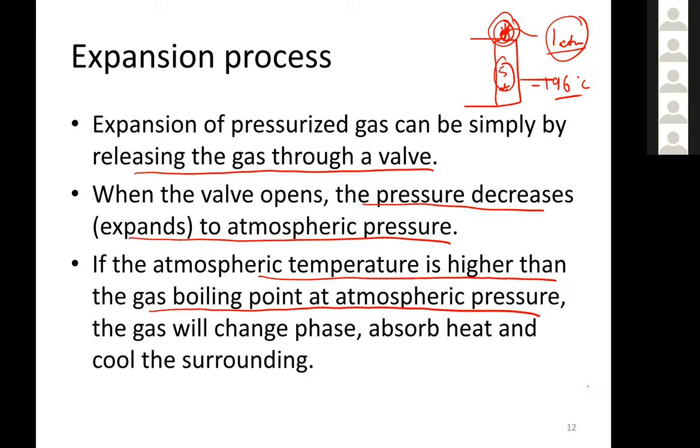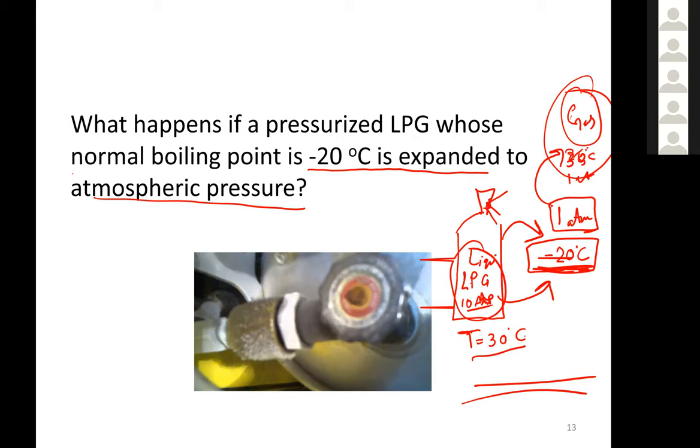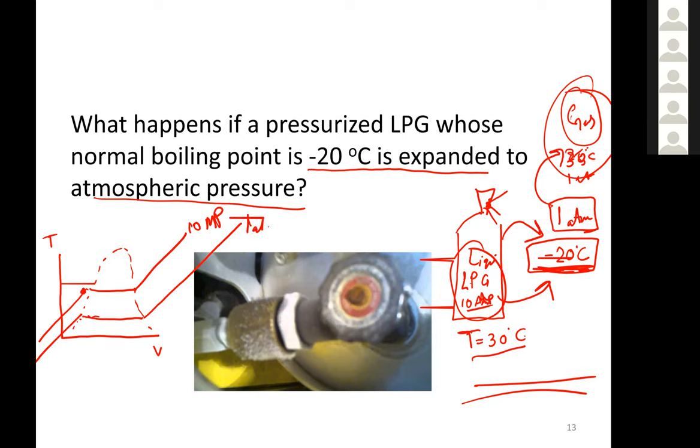So if I want to imagine the same thing on the TV diagram here, let me just draw another one. It's already crowded and I cannot, unfortunately, delete it. So initially I have the TV diagram like this. Initially the gas was at high pressure, in the liquid phase. I need to bring it down to 1 atmospheric pressure. So initially I was here. So here is liquid. Here is phase change, so here I have liquid plus vapor. And here I have vapor. Here is my phase change segment.